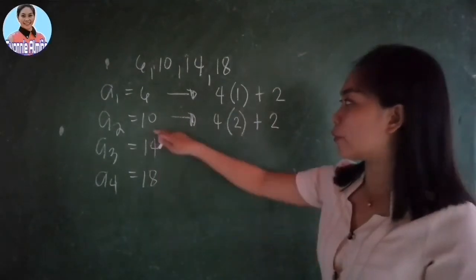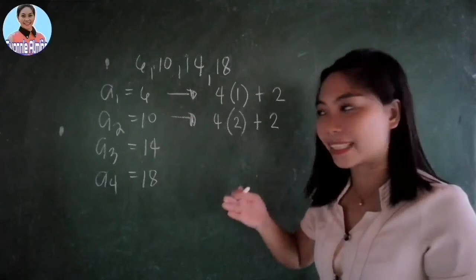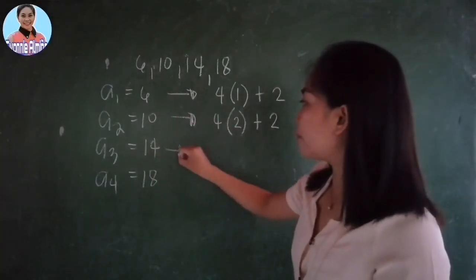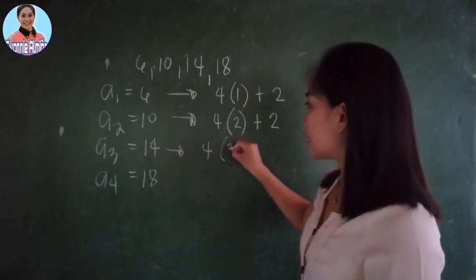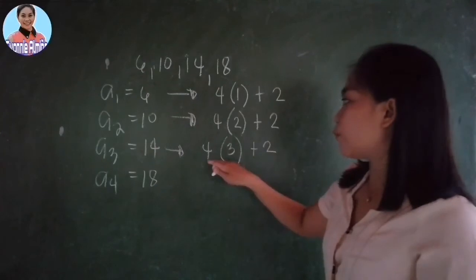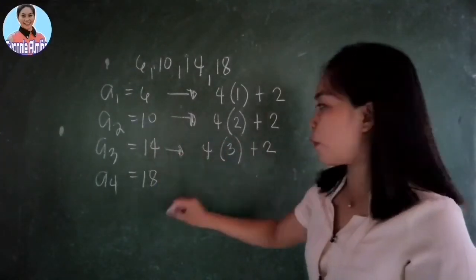Let's try if 10 is the answer. 4 multiplied by 2 was the answer. Of course, 8. Plus 2, you have 10. The next one, 4 times 3. Since it's a sub 3, plus 2, you have 4 times 3, you have 12. Plus 2, you have, of course, 14.